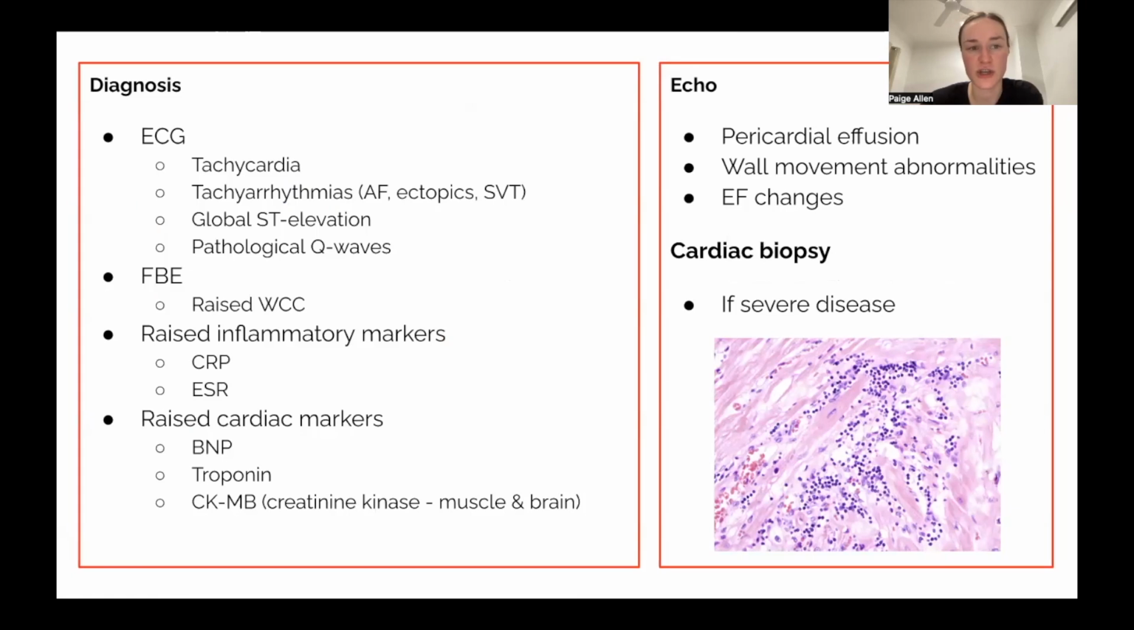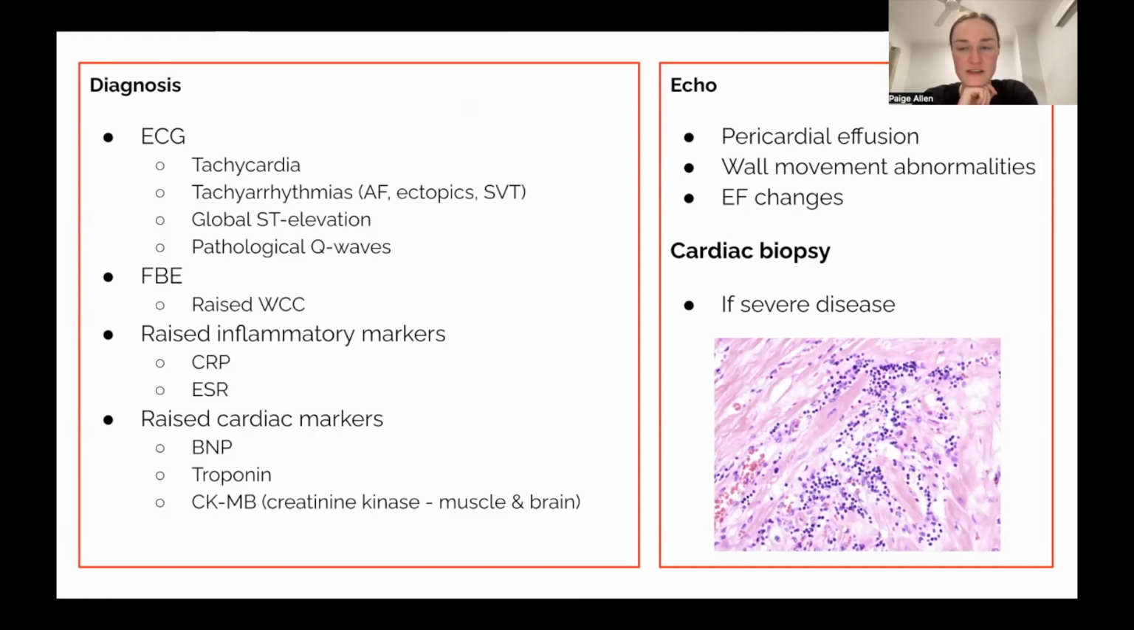In terms of your diagnosis, on ECG, you might see tachycardia, you might see some tachyarrhythmias. Just think about anything that can be a result of an inflammatory process happening within the myocardium. You get global ST elevation. Remember before when I was saying ST elevation is not always due to STEMIs, it can also be due to myocarditis. And you might see some pathological Q waves from the inflammation and the myocardial damage going on.